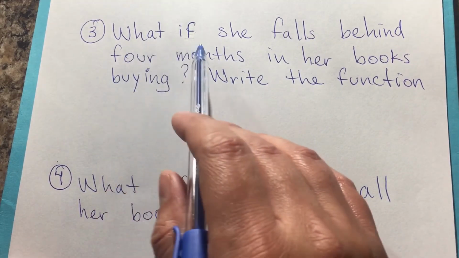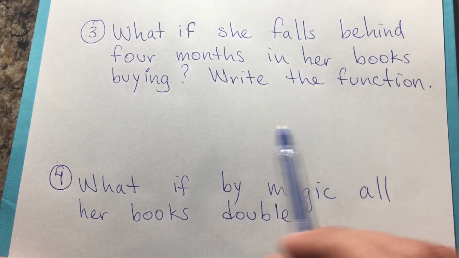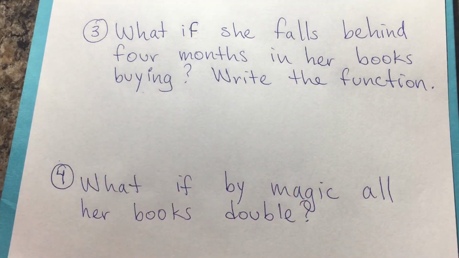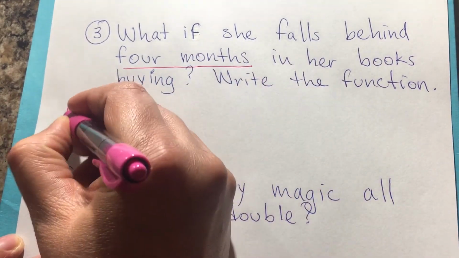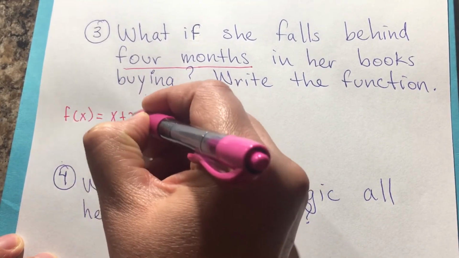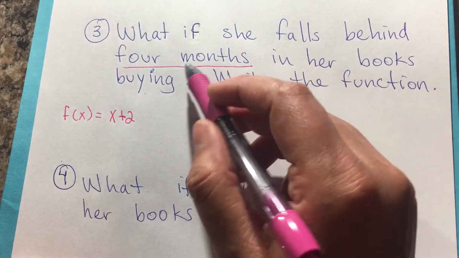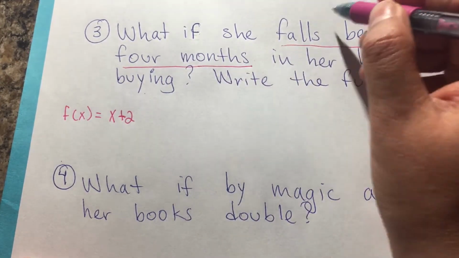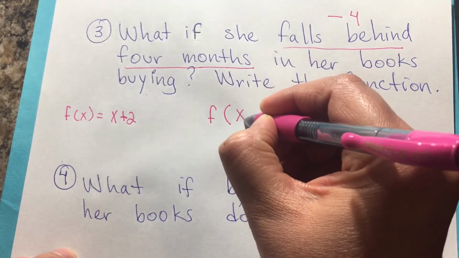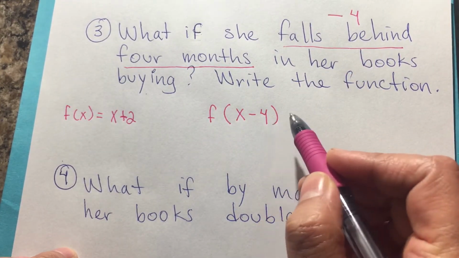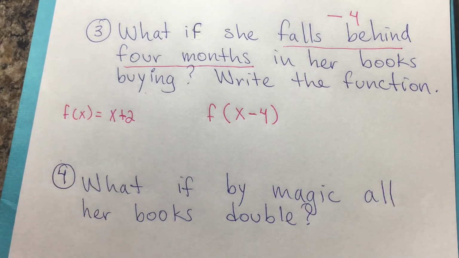Number 3 says, what if she falls behind 4 months in her books buying? Write the function. So she falls behind 4 months, se atrasa 4 meses. Again, this is related to time. So again, I'm going to put f of x equals x plus 2, right? That's her regular routine of buying books. But she's falling behind. When you fall behind, atrasarse, it's minus. And in this case, it's minus 4. So we're going to have f of x minus 4. Again, we're subtracting the 4, not from the f of x, but from the x only, because it refers to the months. Remember that x represents the months.